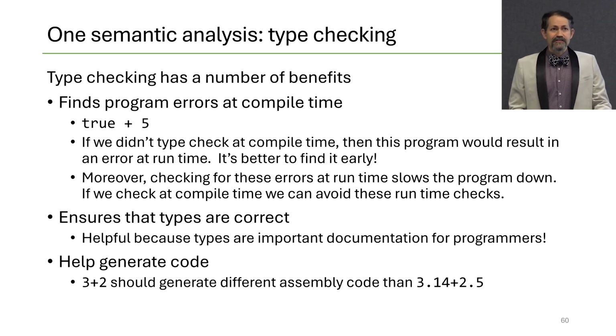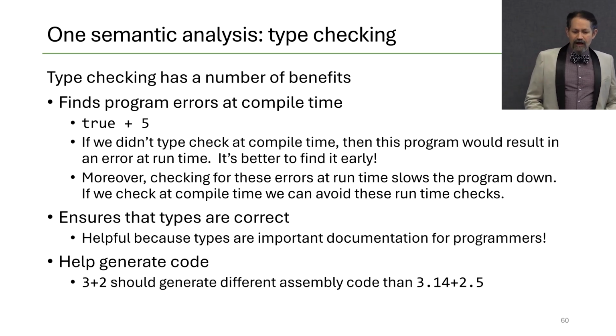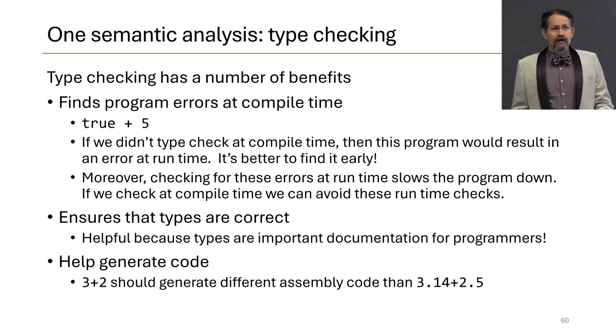One kind of semantic analysis is type checking. Type checking has a number of benefits. It finds program errors at compile time. For example, if you try to add true and 5, there's no mathematically defined answer to that question. So if we didn't type check at compile time, this program would result in an error at runtime. It's better to find that error early. Moreover, checking for these errors at runtime will slow the program down. If we do the check at compile time, we can avoid those runtime checks.